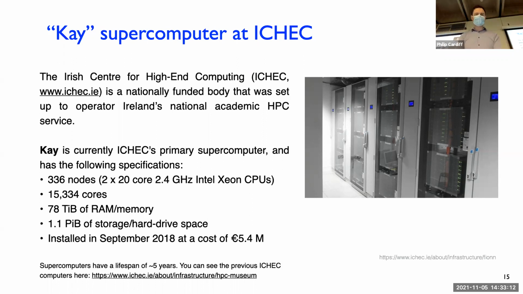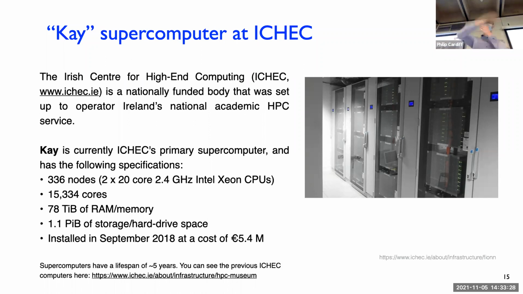So the ICHEC K computer is the largest computer in Ireland, I think. At least it's the largest publicly accessible one. Who knows, with Amazon or Google, their data centers, not counting those. So it has 336 nodes.